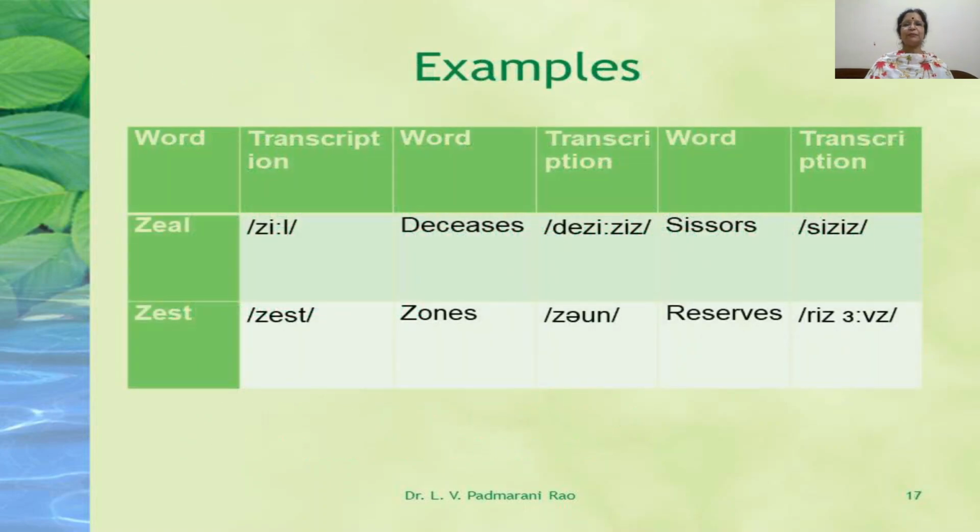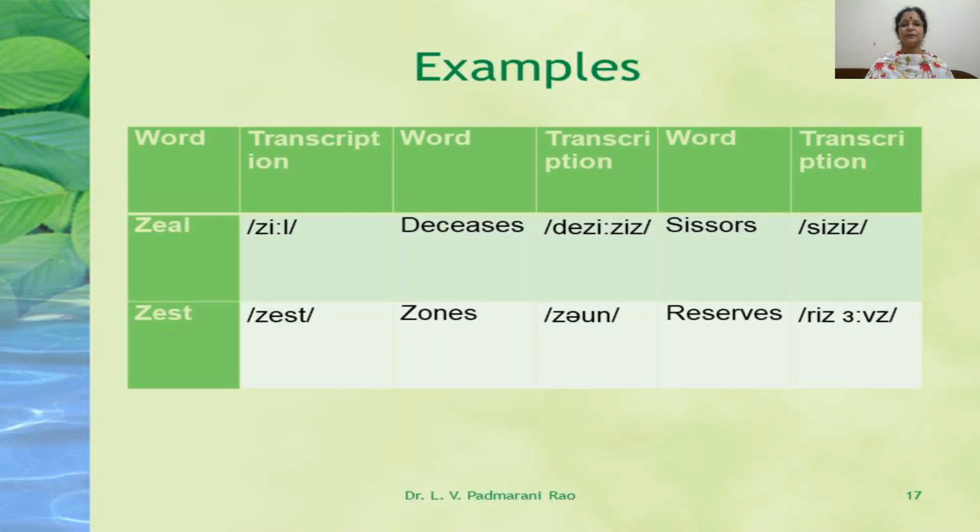Very few examples are found. Those words that take up Z in their spellings will take up this sound. Z-E-A-L, zeal. Z-E-S-T, zest. D-I-S-E-A-S-E-S, diseases. That's right, diseases.